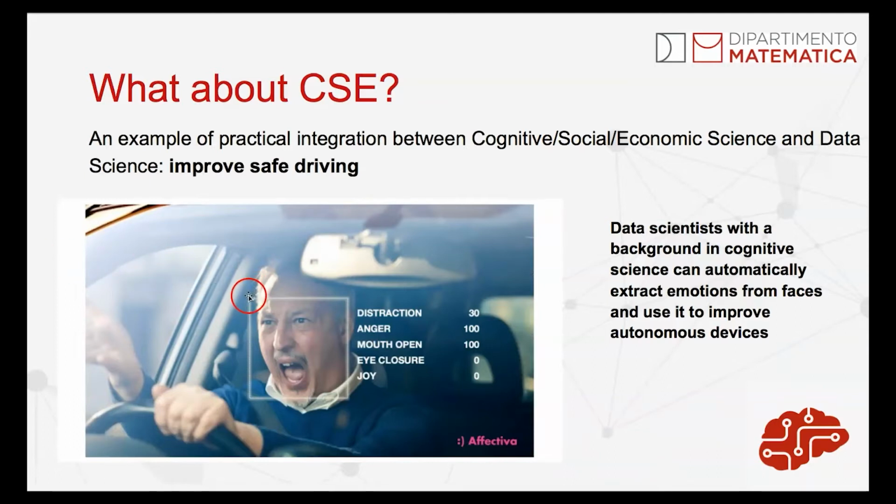Another example is how to improve safe driving. For example, this is a system which can identify emotions from faces and therefore can try to predict and alert a driver about his reaction while driving.